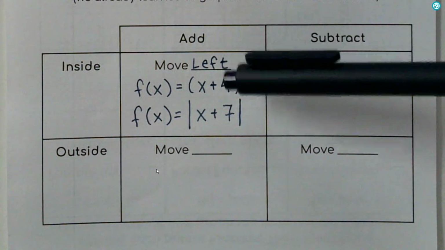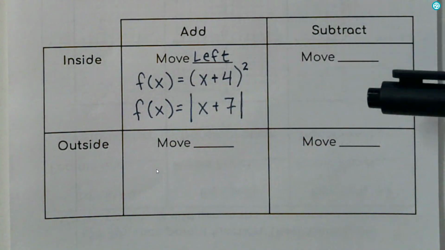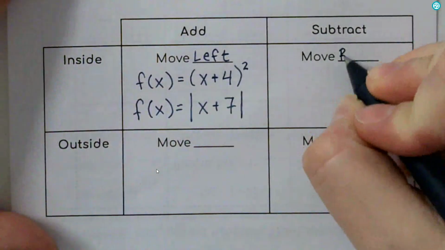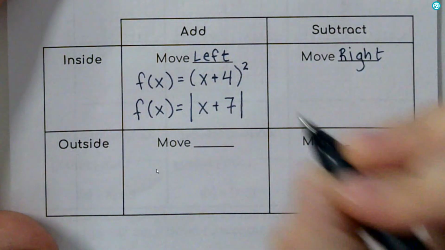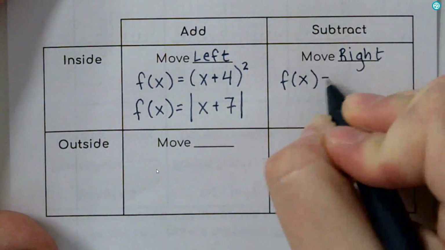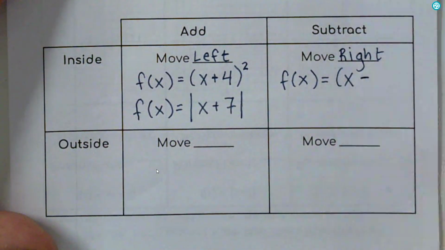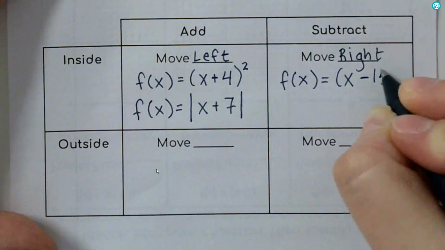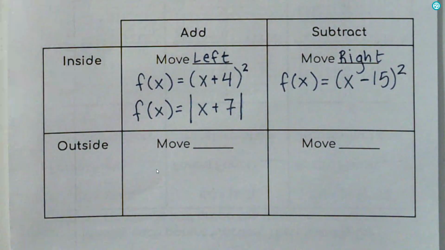If adding inside moves us to the left, what would subtracting inside do? Yeah, the opposite. It would move us to the right. So we've got f of x equals, in parentheses, x minus a random number, 15. Close your parentheses, squared. So that would move us 15 to the right. We're never going to do that today because our graphs are not 15 wide.